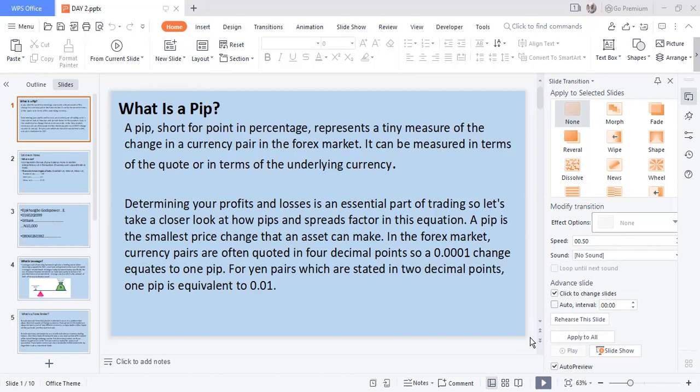So you might be wondering, what exactly do we have to say about pips? A pip is a point in percentage or percentage in point, which represents a tiny measure of the change in a currency pair. The forex market can be measured in terms of the quote or in terms of the underlying currency. Determining your profit and losses is an essential part of trading. So let's take a closer look at how pips and spread factor into the equation.